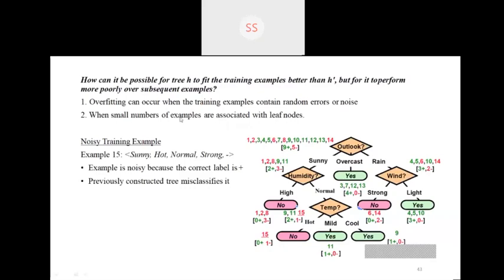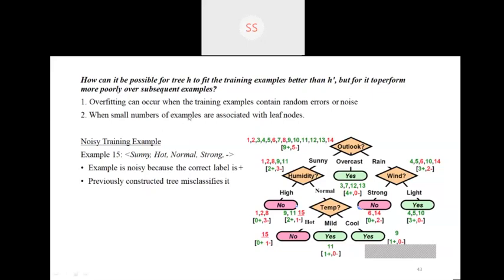And here is the question: how can it be possible for H to fit the training examples better than H dash, but for it to perform more poorly over the subsequent examples? How is it possible for the tree H to fit the training examples better than H dash? That is the problem here.